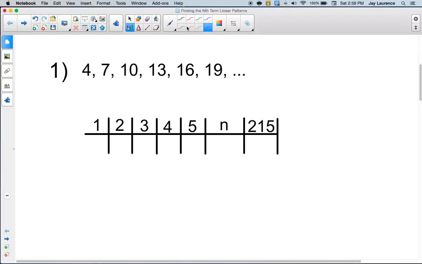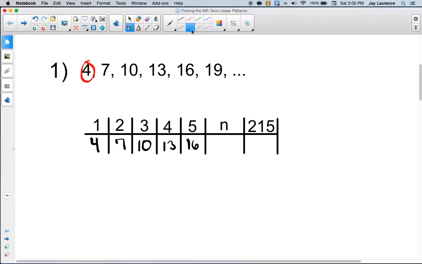Okay. So the first thing I'm going to do is make my table. Now the first term is 4, right? So I'm going to put a 4 in there. Hold on a second. Let me switch to black. There we go. We got 4. And then 7 is the second term. And then 10 is the third term. 13, and then 16. Now, granted, it listed six terms, but I don't need six terms to find the pattern.